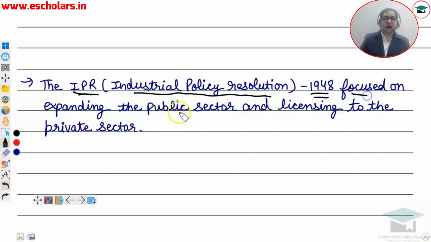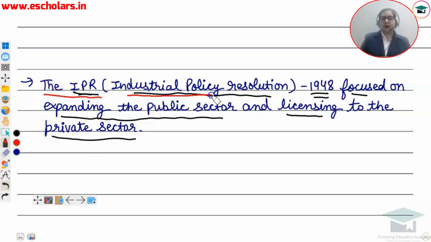It was basically focusing on expanding the role of the public sector in order to grow the industrial sector of the country. Or you can say it focuses on increasing the role of the government in order to grow the industrial sector of India. And licenses were provided to the private sector if private sector wants to enter in the industrial sector. So let's have a look. The IPR, Industrial Policy Resolution 1948, focused on expanding the public sector and licensing to the private sector.